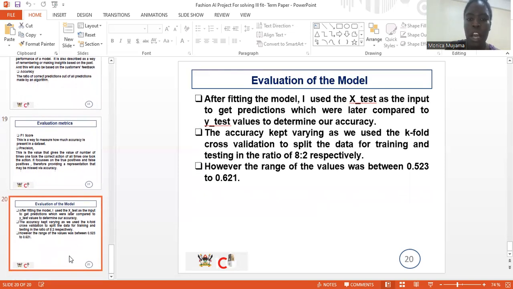Evaluation of the model. After fitting the model, I used the X test as the input to get predictions, which were later compared to the Y test values to determine accuracy. The accuracy kept varying as we used K for the cross-validation to split the data for training and testing, in the ratio of 8 to 2 respectively. However, the range of the values was between 0.523 and 0.621.